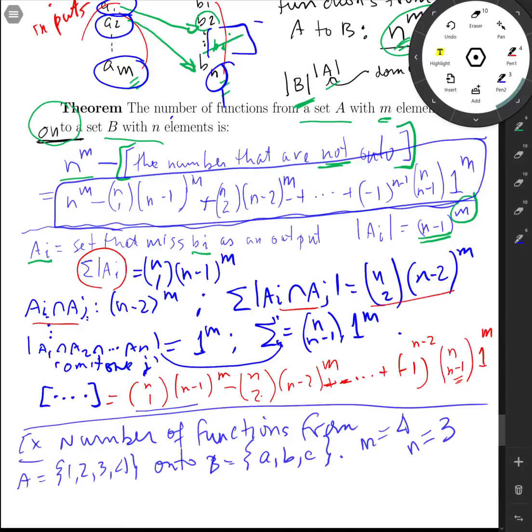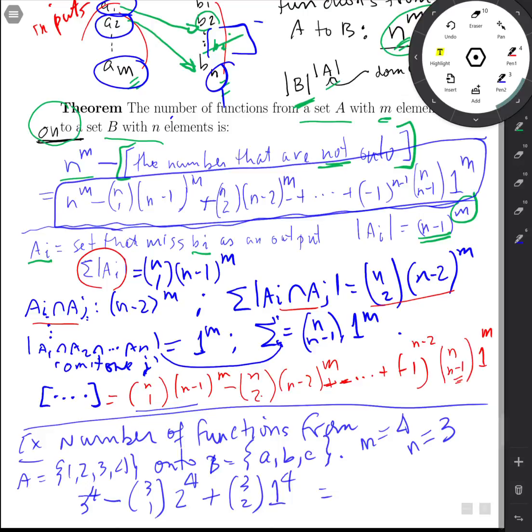And so using the expression above, we would have 3 to the 4th for the first term, minus 3 choose 1, and then we have 2 to the 4th, and then we have plus 3 choose 2, and then we have 1 to the 4th, and that's the clue that we stop when we hit 1 there. Okay, that's the clue to stop. And you can add those up and see that what you get out of that is 36.